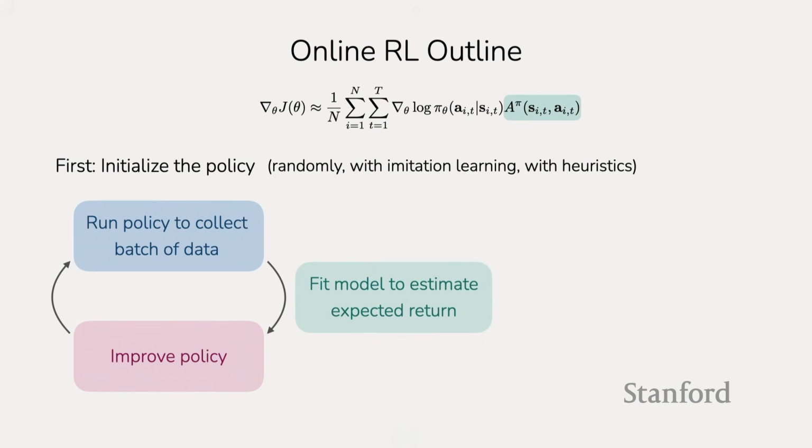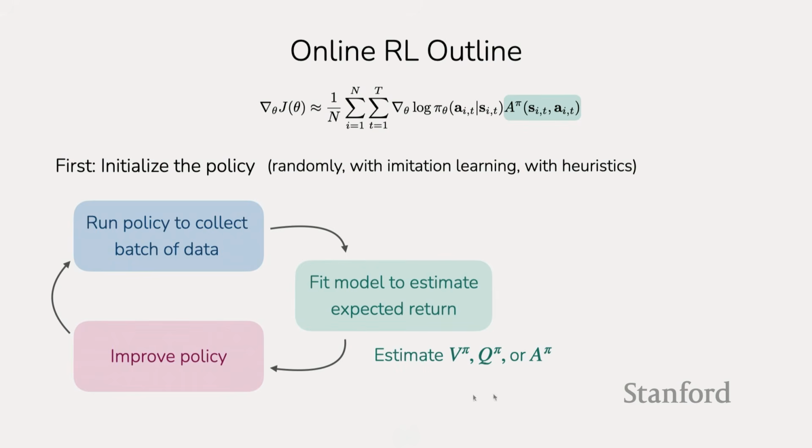Now we're going to have an additional step where we're going to fit a model that's going to estimate the expected return. Essentially it's going to try to estimate this A right here. So our new algorithm will have a few different steps. One is to run the policy. One is to try to estimate values. And then the last will be to use that estimate and the data that was collected to improve the policy. This step will involve estimating either V^π, Q^π, or A^π. And the policy improvement step will be similar to before, except it's going to use these estimates right here.